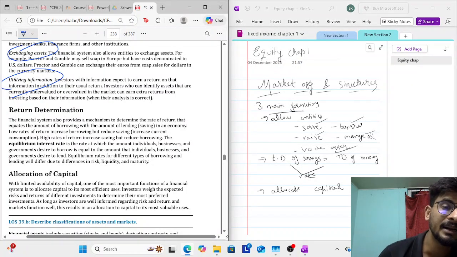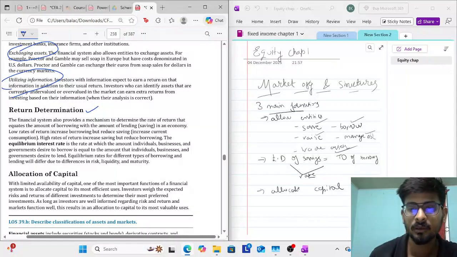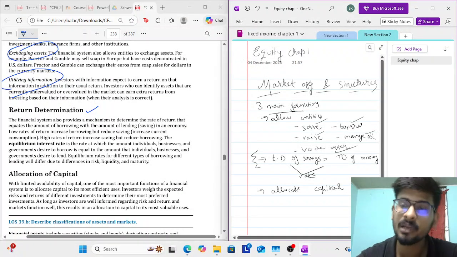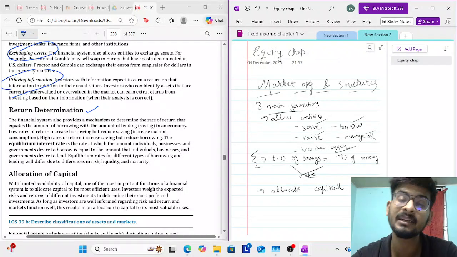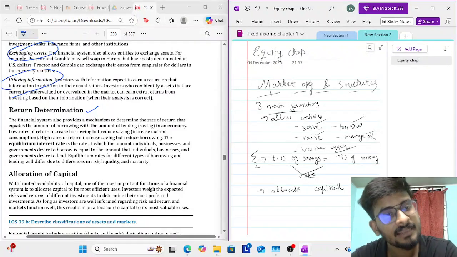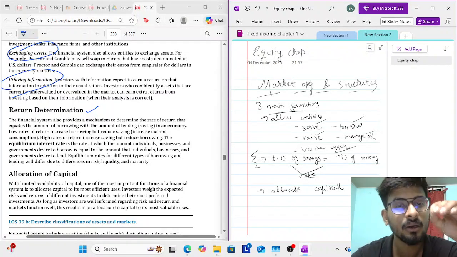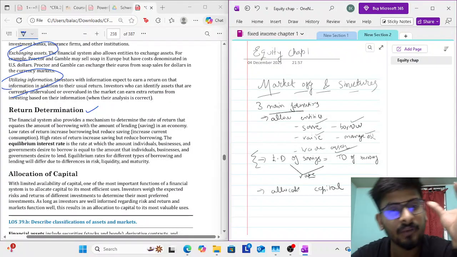Now, return determination. We told about the second part: total demand for savings is equal to total demand for borrowing. That rate we should determine. So we are moving to that. The financial system also provides a mechanism to determine the rate of return that equates the amount of borrowing with the amount of lending in an economy.